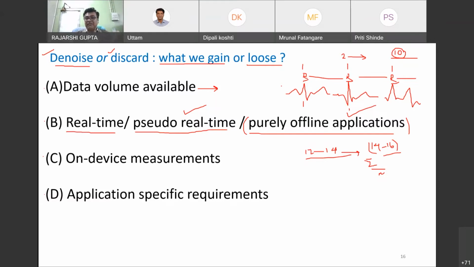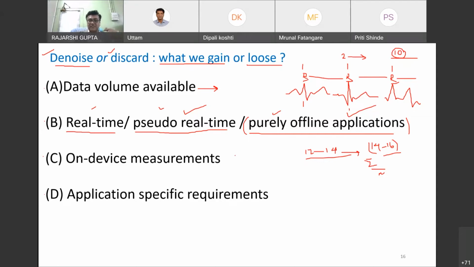Now, in the case of what we were discussing, whether to denoise or discard. When I am doing offline measurement, then I have ample data in my hand. If I have ample data in my hand, I can determine the quality and I can discard the data. In the case of real-time or pseudo real-time measurements, if I need to judge the quality, then naturally it is very difficult to denoise the data in some cases. So in that case, maybe I have to discard the data because I am making, after all, continuous measurements.